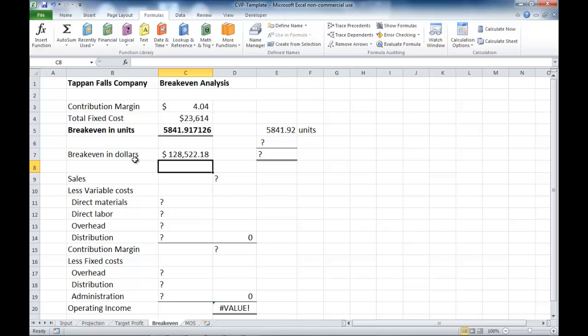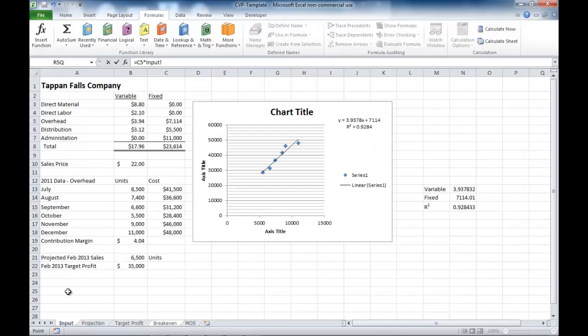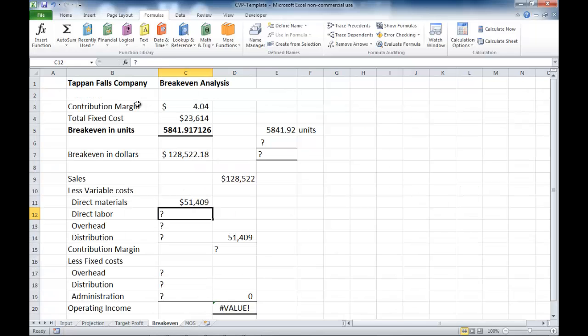Okay, so I need $128,522 in revenues to break even. So let's prove it. I'll copy that over to my contribution format income statement. And we're going to go through this process again of updating our direct materials at the level of 5,841 units sold. So I'm going to multiply that by that 8.80 in direct materials.